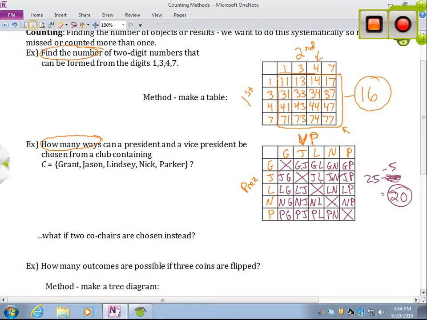Okay, now, second part of this question says, what if 2 co-chairs are chosen instead? So let's look at the difference between a president and a vice president and 2 co-chairs. There is a difference between being the president and the vice president, okay? I'm pretty sure country leaders would tell you they might prefer one over the other. There's definitely something that distinguishes the president from the vice president as far as responsibilities, power, whatever, probably salary.